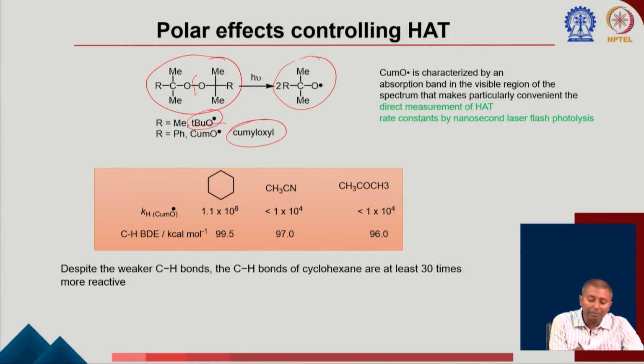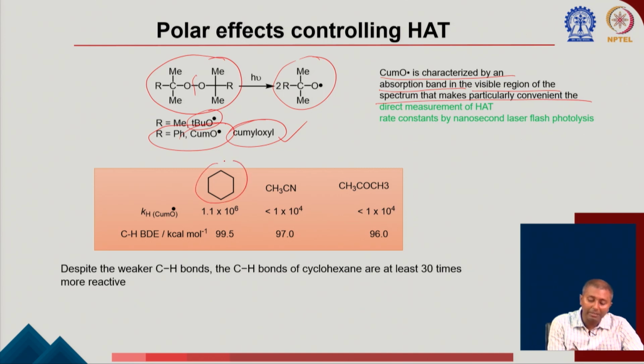Now, the important thing about this cumyloxyl radical is that it is characterized by an absorption band in the visible region of the spectrum. That makes it perfectly convenient to study kinetics. So, that is why I am going to show you, in a couple of slides, where this cumyloxyl radical was used for the measurement of the reaction rate for different types of hydrogen atom transfer reactions. So now I am going to show you some examples here.